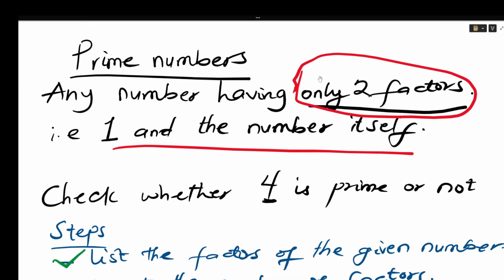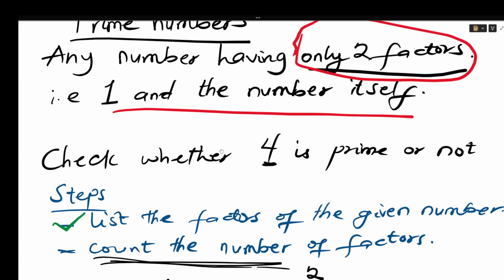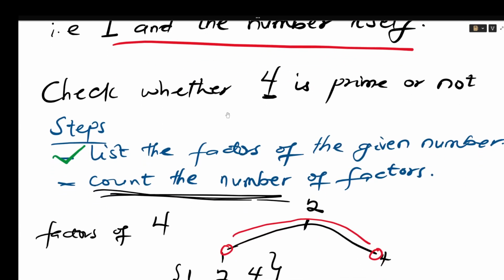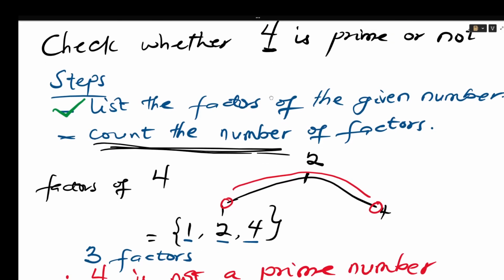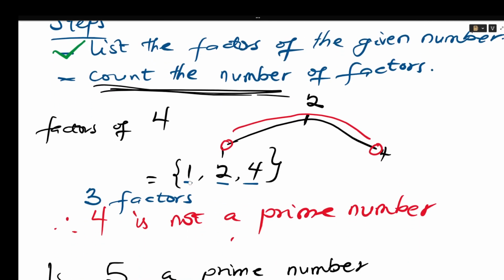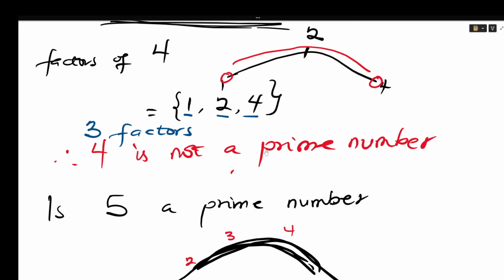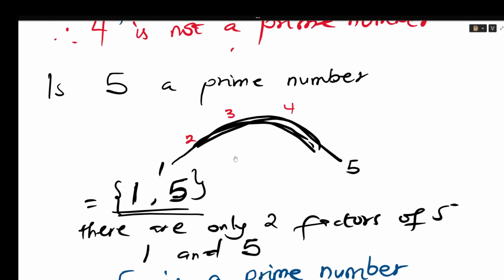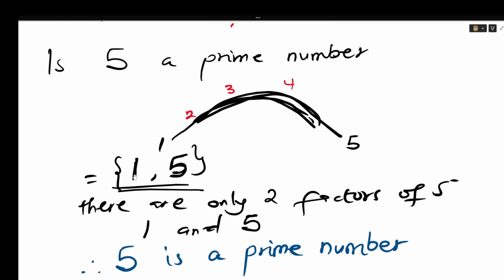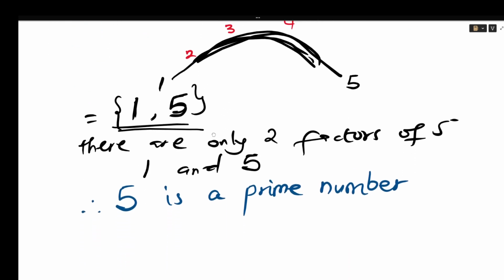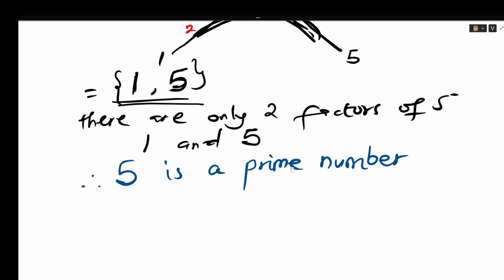I believe the note is here. So any number having only two factors, that is 1 and the number itself, is considered to be a prime number. We tested with 4, but we found out that 4 has three factors, so 4 doesn't qualify to be a prime number. Then we tested again with 5. 5 had only two factors, 1 and 5 itself. So we concluded that 5 is a prime number.